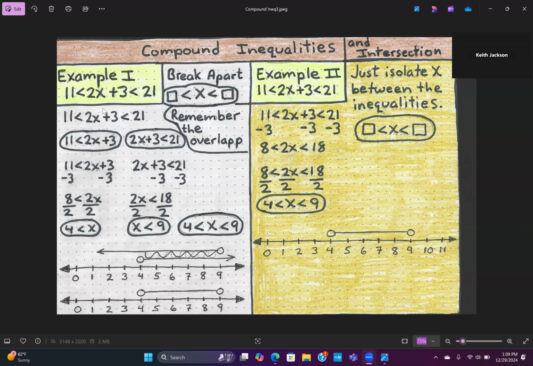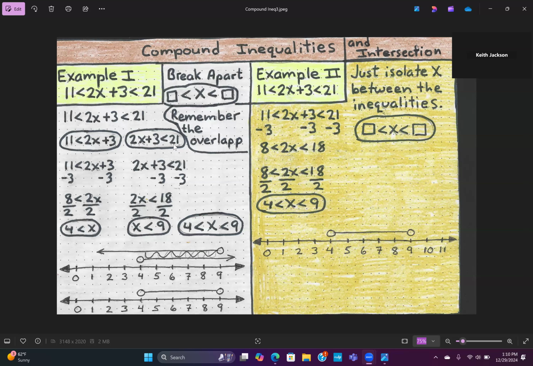So if we circle this part right here, that will satisfy our first inequality that we can solve. Now we have 11 is less than 2x plus 3, and then let's form another inequality out of this compound inequality in which we have 2x plus 3 less than 21. Again, we have our number with our variable attached, and a coefficient on one side of the inequality, and another coefficient on the other side.